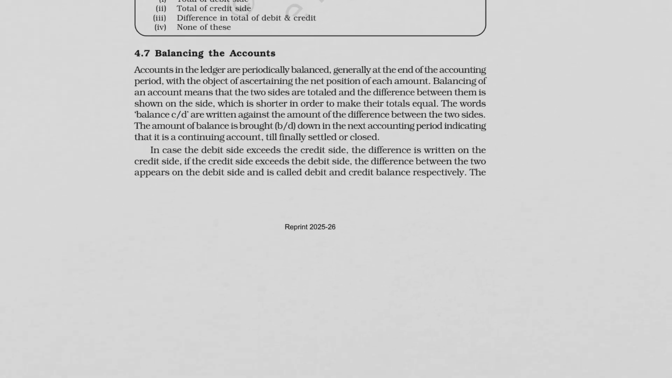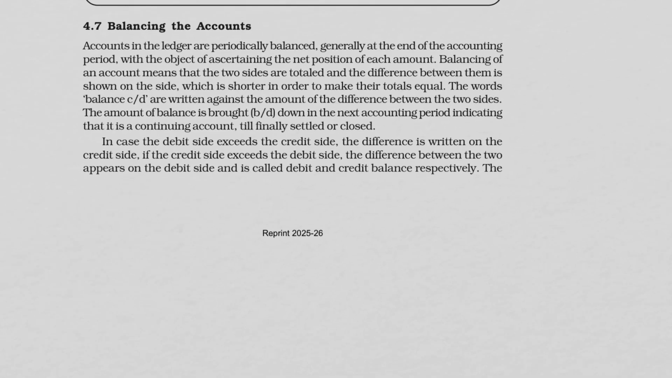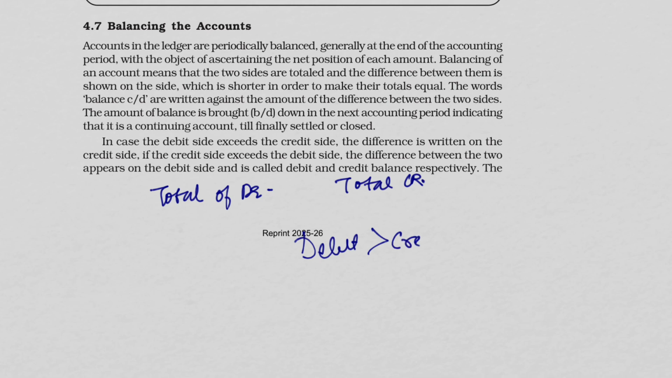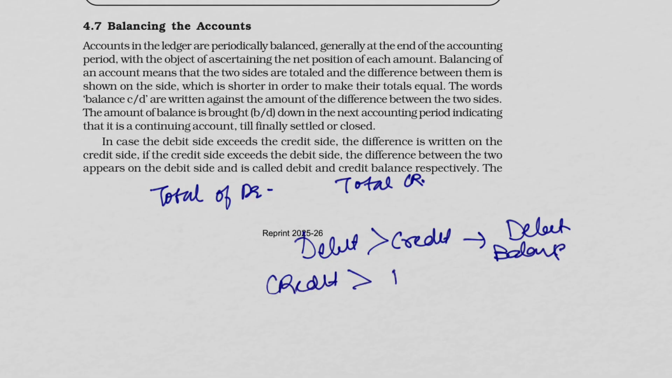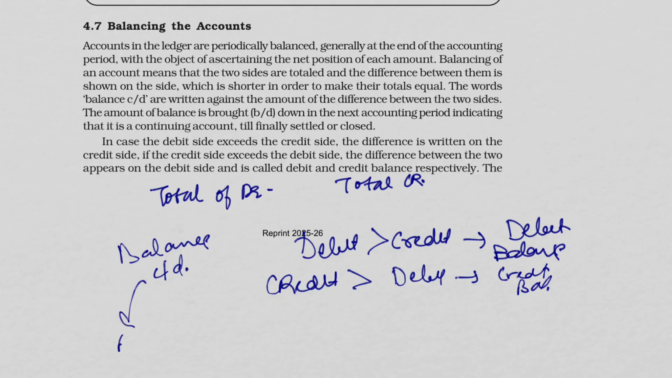Now let us understand the next topic, balancing of accounts. Okay, so balancing basically means finding the difference between the total of the debit side and the total of the credit side. If debit is greater than credit, then we would have a debit balance. If credit is greater than debit, then we will have a credit balance. This difference is called balance carried forward, and then it is brought down as balance brought down. So balancing does not mean just totaling one side.